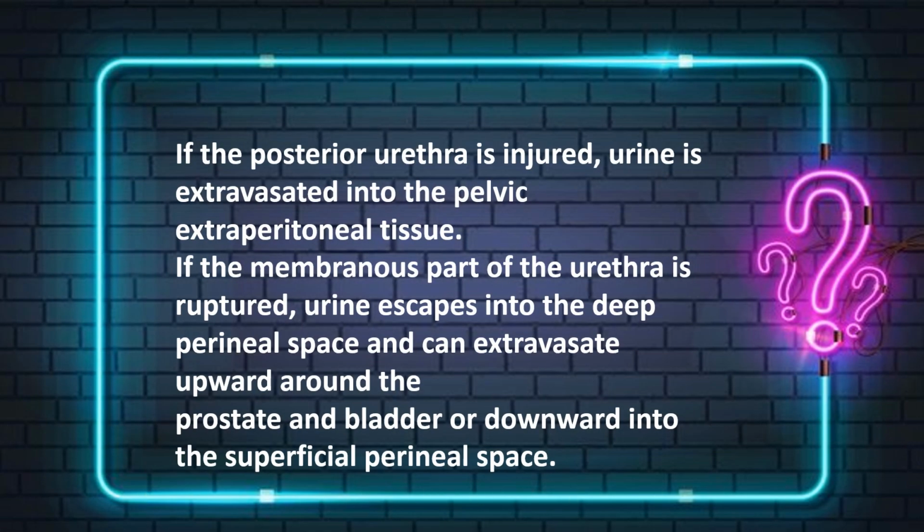If the posterior urethra is injured, urine is extravasated into the pelvic extraperitoneal tissue. If the membranous part of urethra is ruptured, urine escapes into the deep perineal space and can extravasate upward around the prostate and bladder or downward into the superficial perineal space.